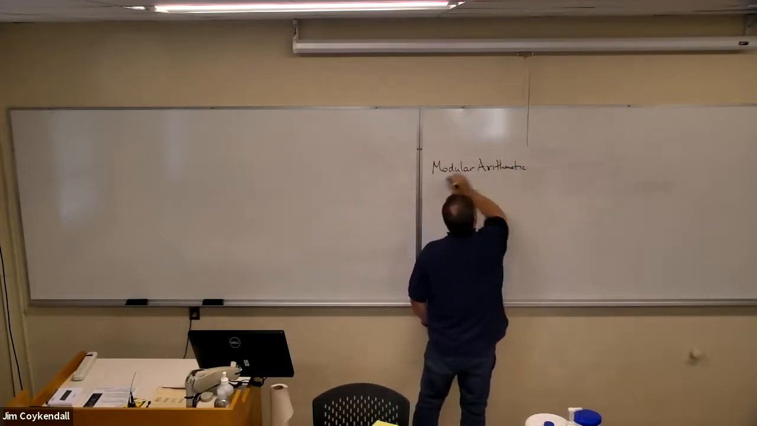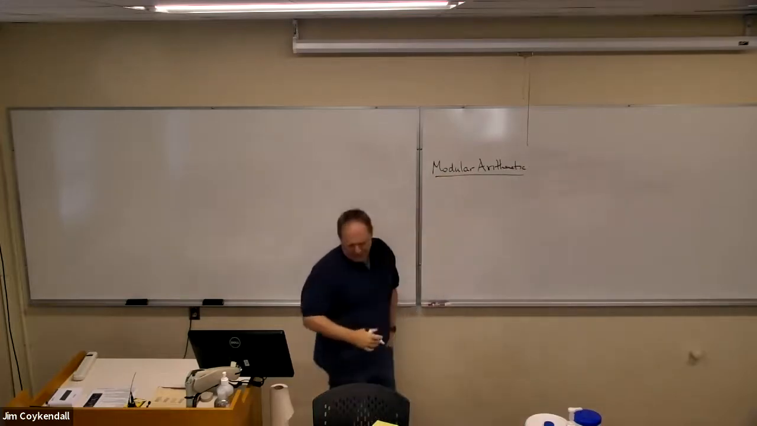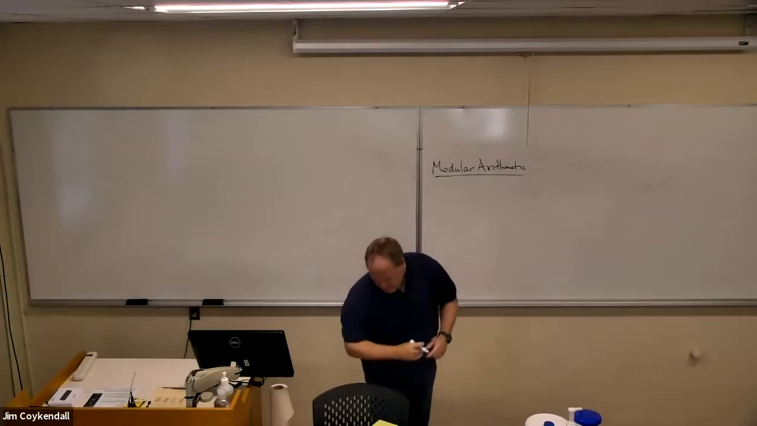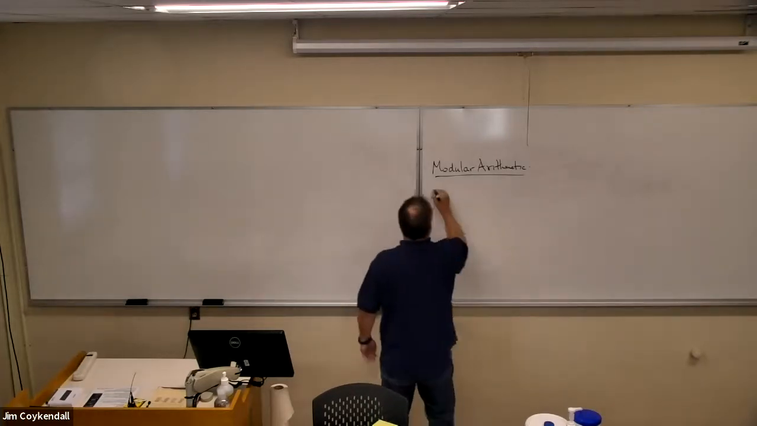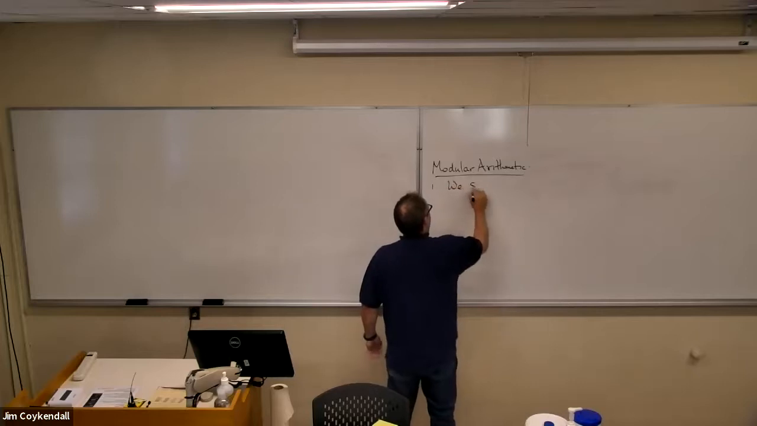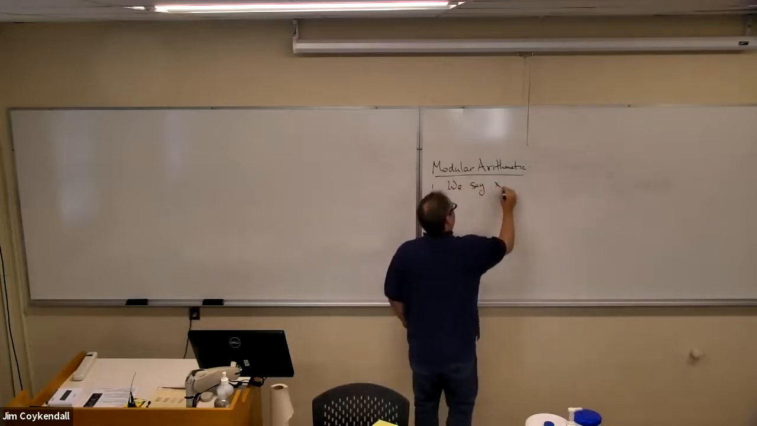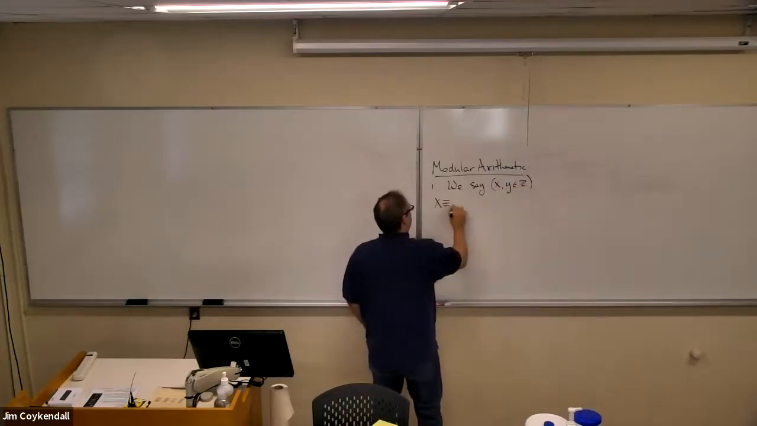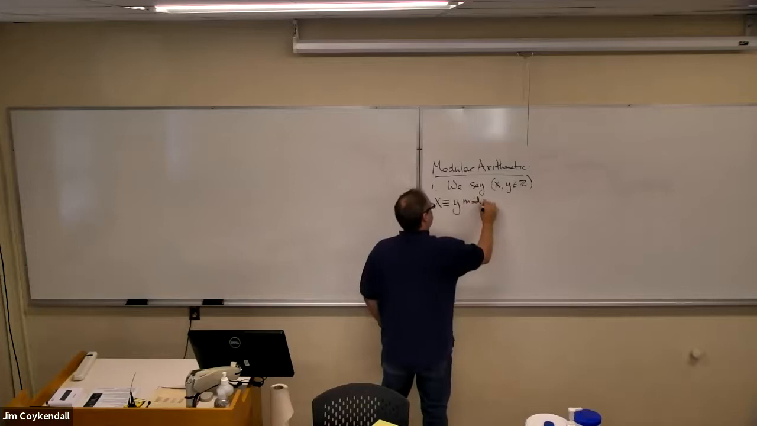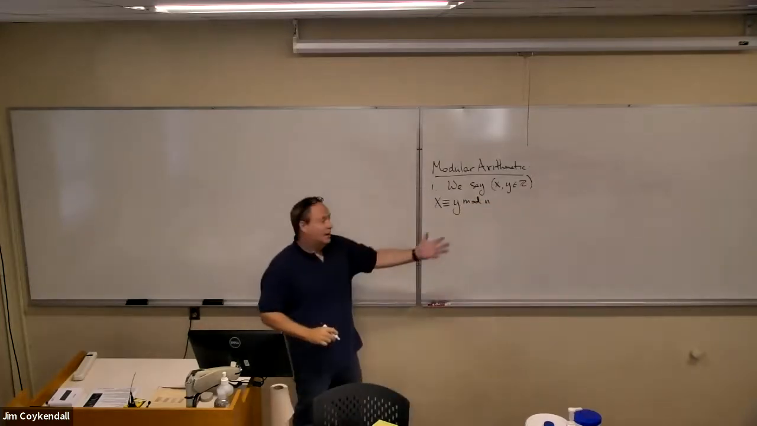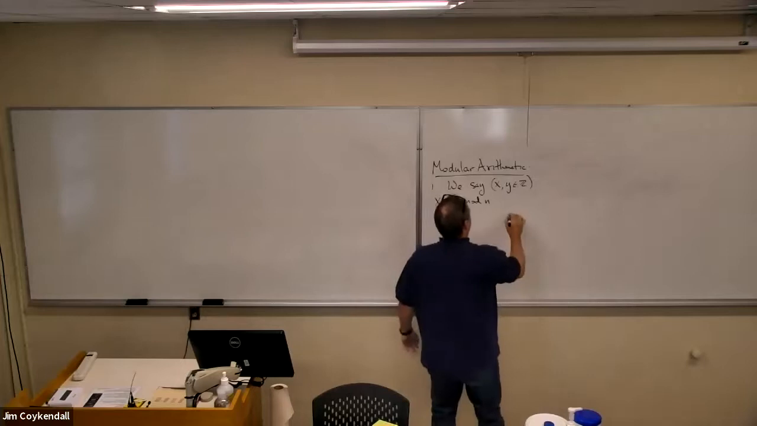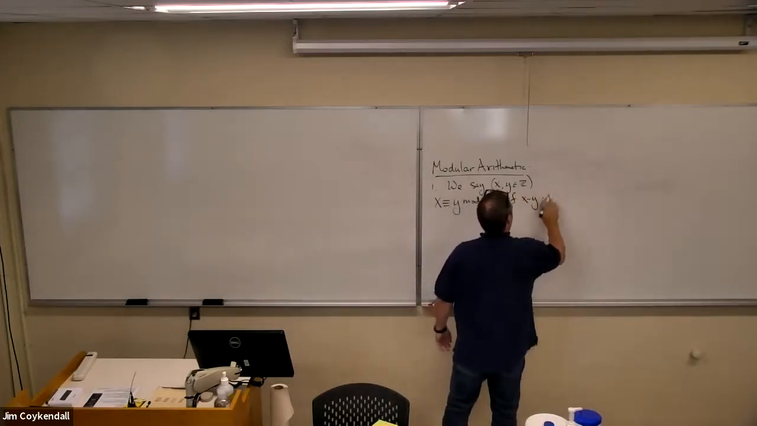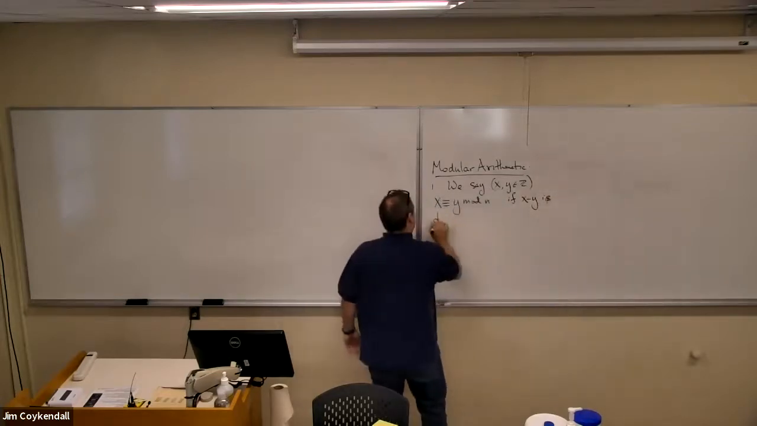So there's sort of two perspectives that I like to think about, and they're both kind of equivalent. The first one is, we say, for x and y integers, that x is equivalent to y mod n, where n is another integer, if x minus y is divisible by n.